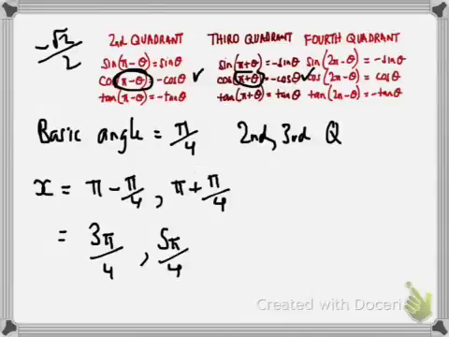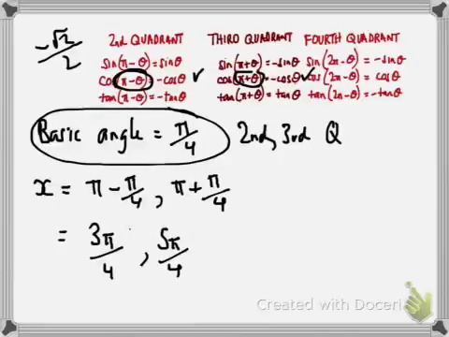Then, what do we do with our basic angle? Well, second quadrant, we take it away from pi. Third quadrant, we add it to pi, evaluate those two answers, and we've solved our equation. X is 3 pi on 4 or 5 pi on 4.